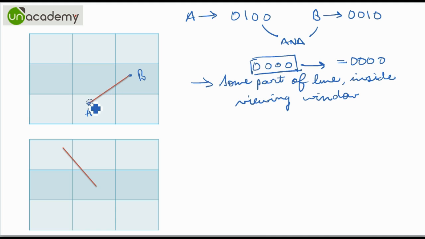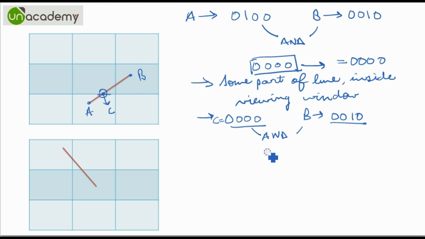So what do we do? We clip the window using the edges. First we clip along this edge and mark this new point as C. Now we have C's code as 0000, and B has 0010. Now we apply the AND again. We have two non-zero codes and we get AND as 0 again. So we will have to again split. Again we will have to check.